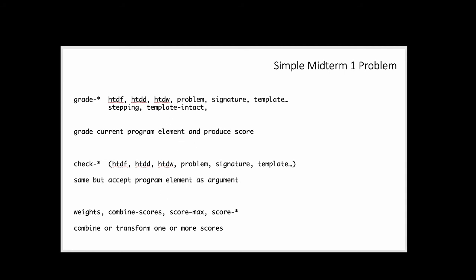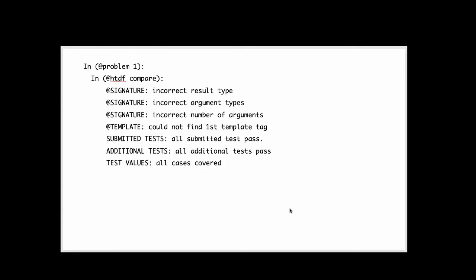And then, every language should have primitives and means of composition. Our means of composition are the weights function that you saw, and some other ways of combining scores. We have a thing called score max that lets us, for example, grade something 2 different ways and produce the higher score, and something that lets us scale scores. So that's the server side. Now let's look and see what the students see.